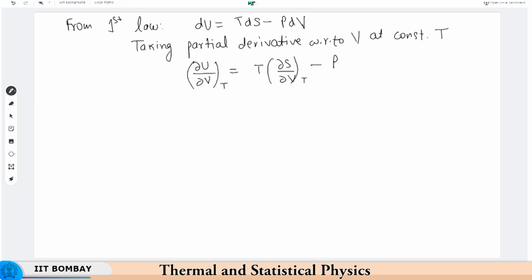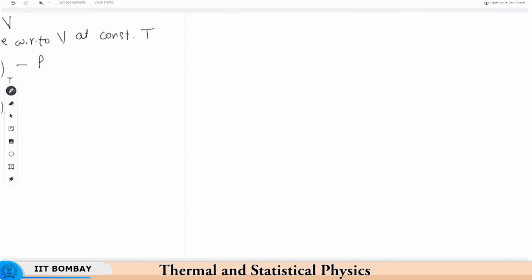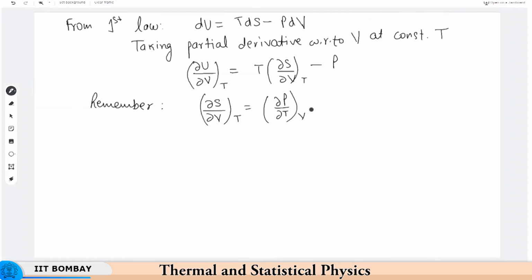Now, we are going to use the third Maxwell equation. Remember, from the third Maxwell equation, del S by del V at constant temperature equals del P by del T at constant volume. So, this is the third Maxwell relation that we have used. Now we can just substitute del S by del V at constant T with del P by del T at constant V. So, therefore, this equation can be written as follows.